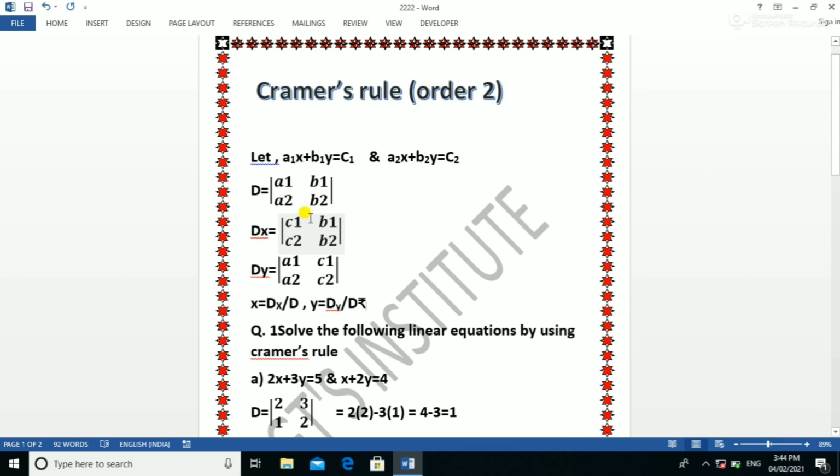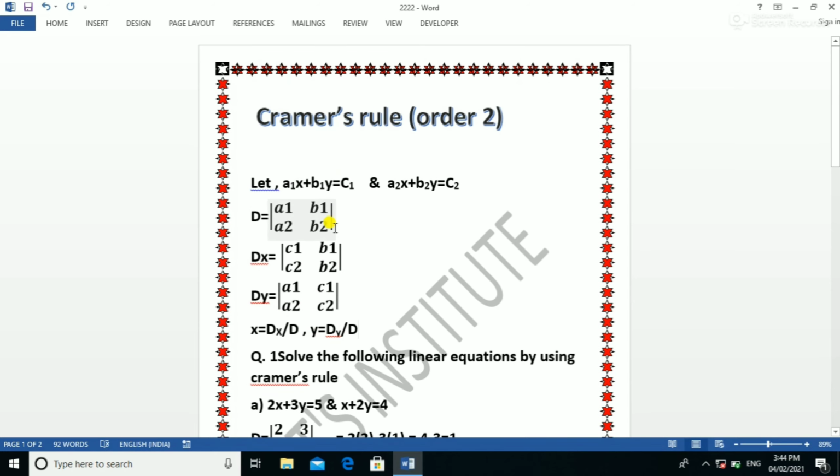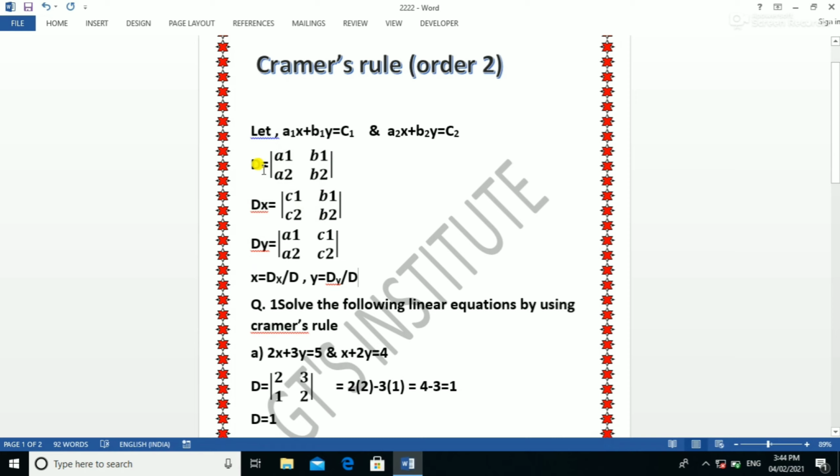Then we have to solve these three determinants, and we will get the value of the variables, that is x and y. So firstly we have to calculate the value of D, then Dx and then Dy. In the determinant D, we have to put the coefficients of the variables x and y. In these two equations, the coefficient of x is a1 and the coefficient of y is b1, and then the coefficient of x is a2 and the coefficient of y is b2.